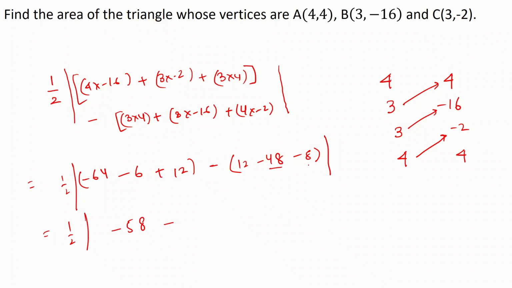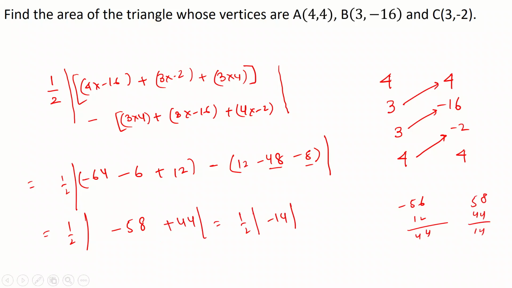minus 48 and minus 8 gives me minus 56, and then plus 12. So subtracting we get 44, so I get minus 44. So minus 44, so this gives me plus 44, which is equal to half. Then 44 minus 58 gives me 58 minus 44 gives me 14. So this gives me minus 14.